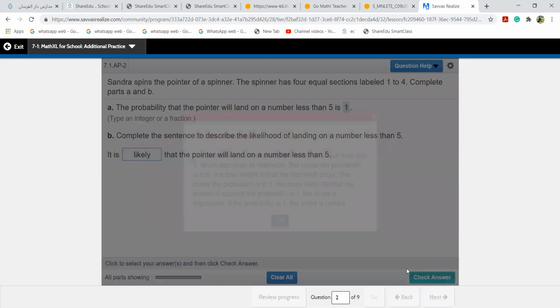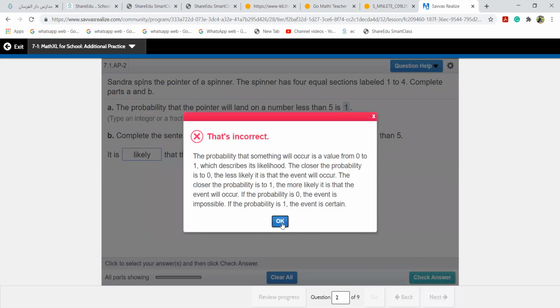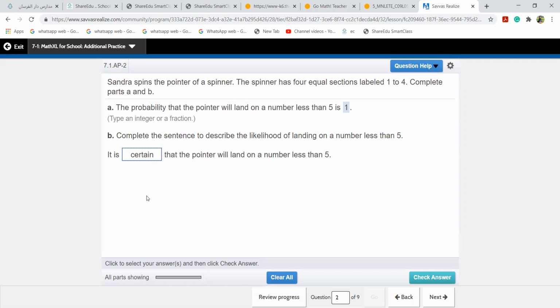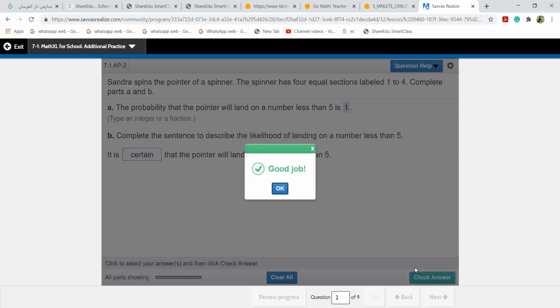So now let me check my answer. That's incorrect. The probability that something will occur is a value from 0 to 1, which describes its likelihood. The probability 0 is impossible. You will say here certain because you got exactly 1, like you got full marks. That's why you will say it's certain. It's perfect. Understood? Now let us check.